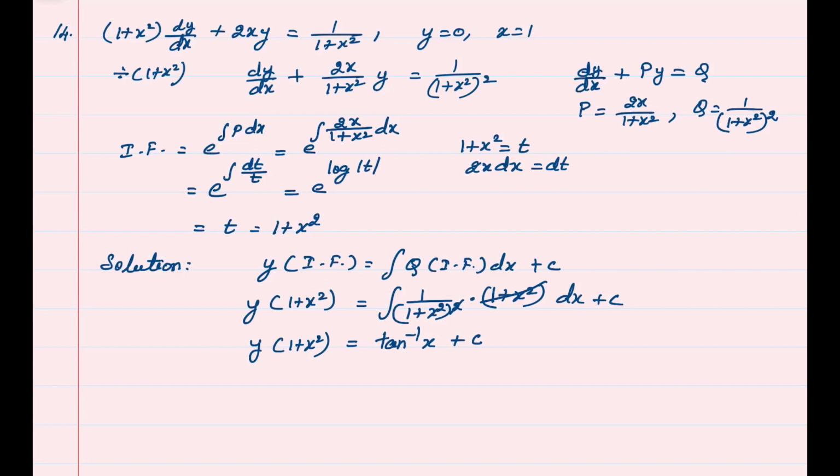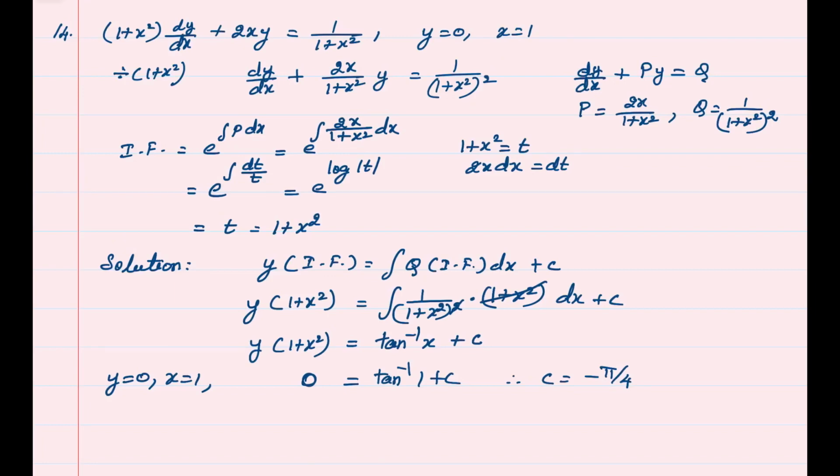And this is an initial value problem. Let us substitute y as 0 and x as 1. The left hand side becomes 0, tan inverse of 1 plus c. Tan inverse of 1 is pi by 4. Therefore, we get c as minus pi by 4.